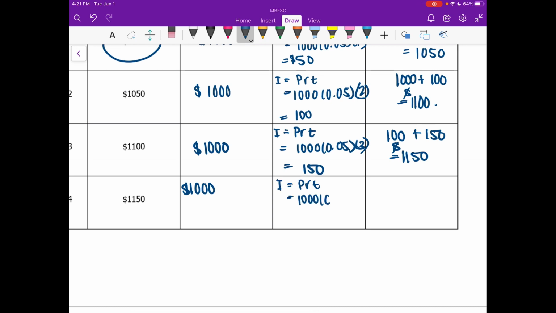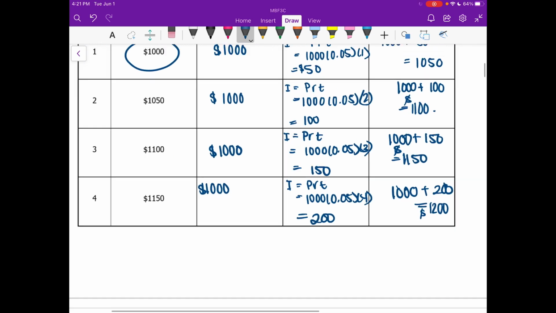1,000 times 0.05 times 4, right? And that should be 200. So you know that you're going to have 1,000 plus 200, you're going to have $1,200 as your ending balance. So after 4 years, you will have $1,200, right?